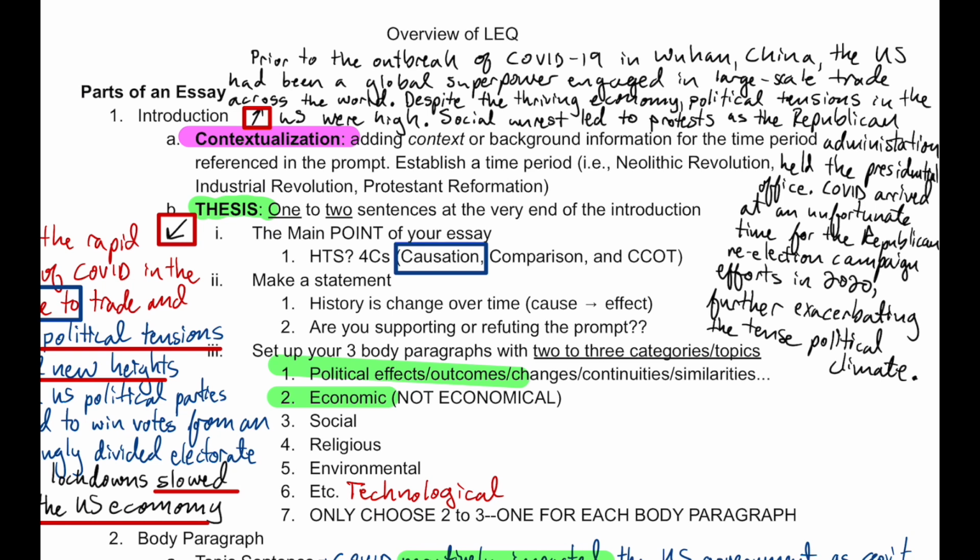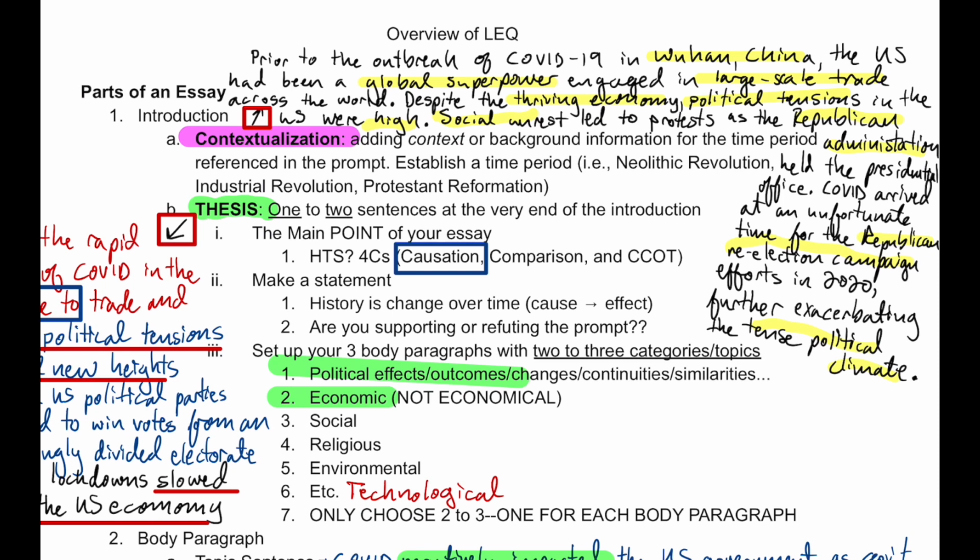So prior to the outbreak of COVID-19 in Wuhan, China, the United States had been a global superpower engaged in large-scale trade across the world. Despite the thriving economy, political tensions in the U.S. were high. Social unrest led to protests as the Republican administration held the presidential office. COVID arrived at an unfortunate time for the Republican re-election campaign efforts in 2020, further exacerbating the tense political climate. Exacerbating meaning making it worse.